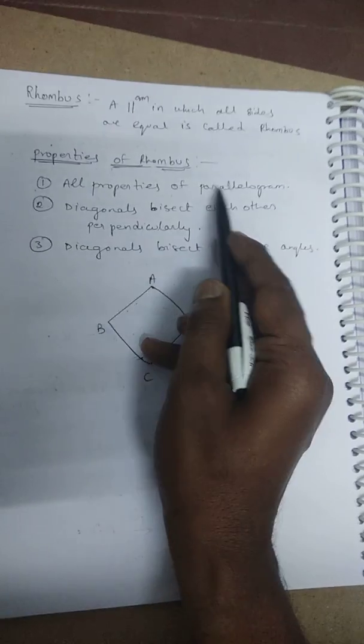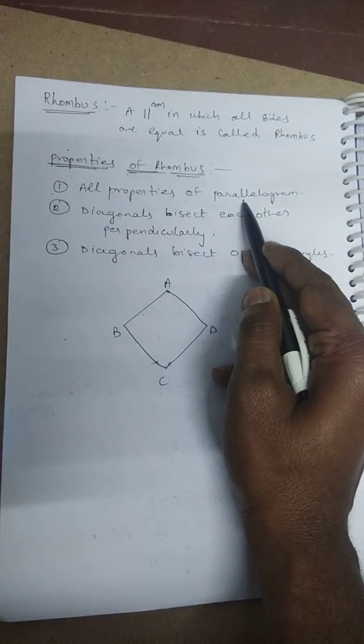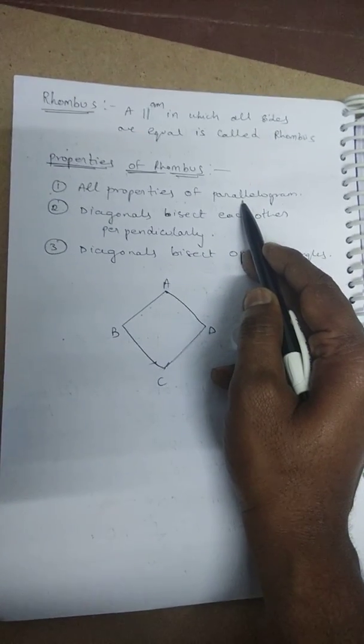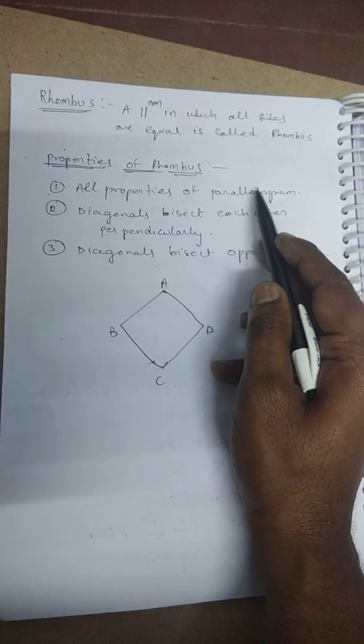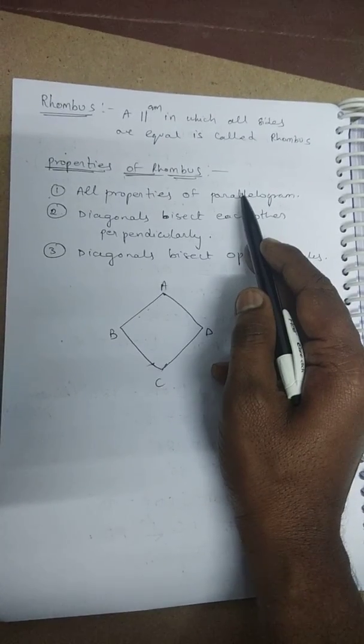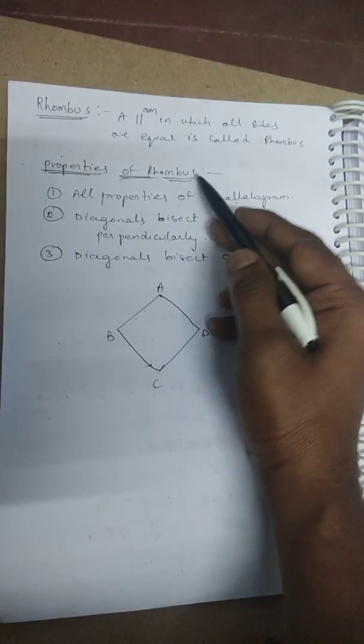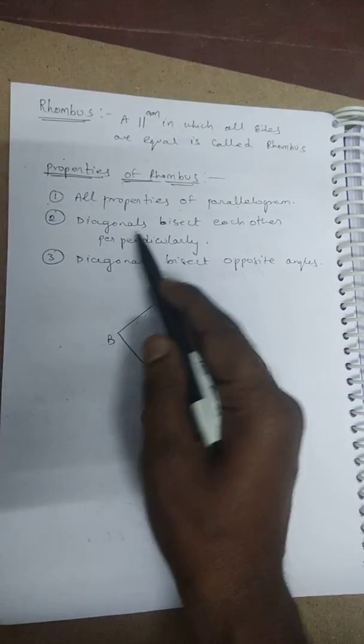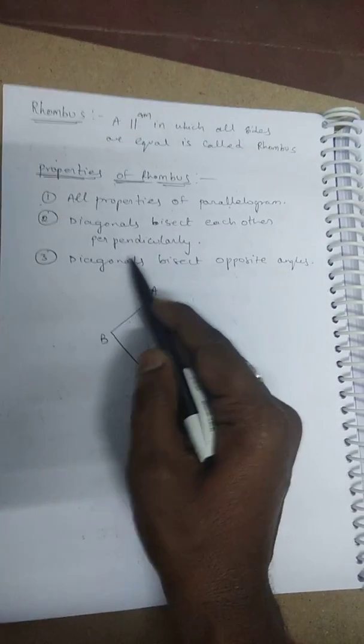It holds all the properties of a parallelogram. Whatever the four properties of the parallelogram are: opposite sides are equal, opposite angles are equal, diagonals bisect each other, and adjacent angles are supplementary. All four properties are held by the rhombus. Next, diagonals bisect each other perpendicularly.